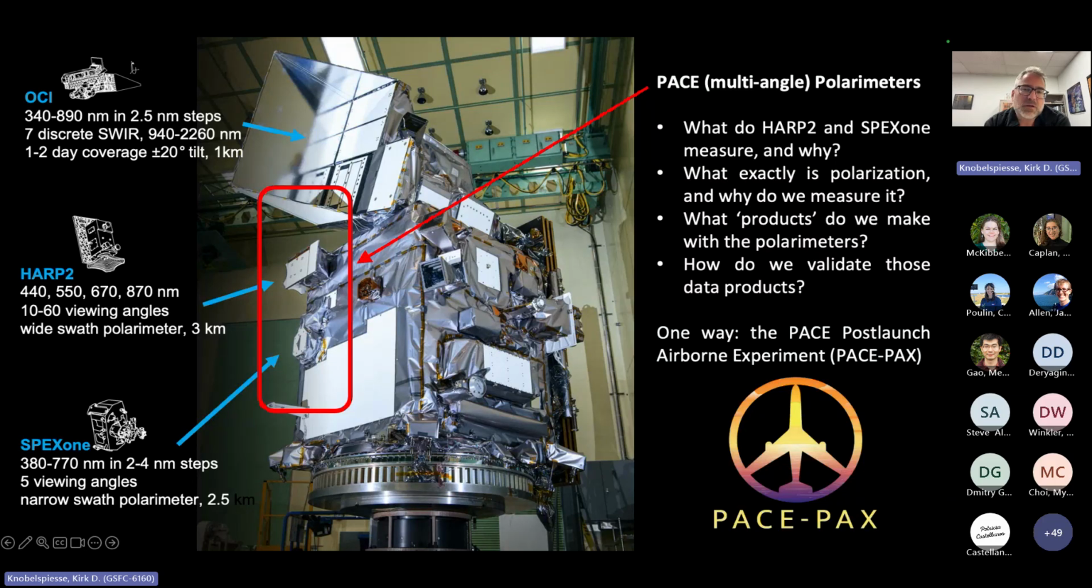Generally speaking, what I would like you to come away with today is an understanding of what polarization is and why we measure it, and the products that we make from polarization, the level 2 geophysical products. And this will be for the next time around, but how do we validate those products?